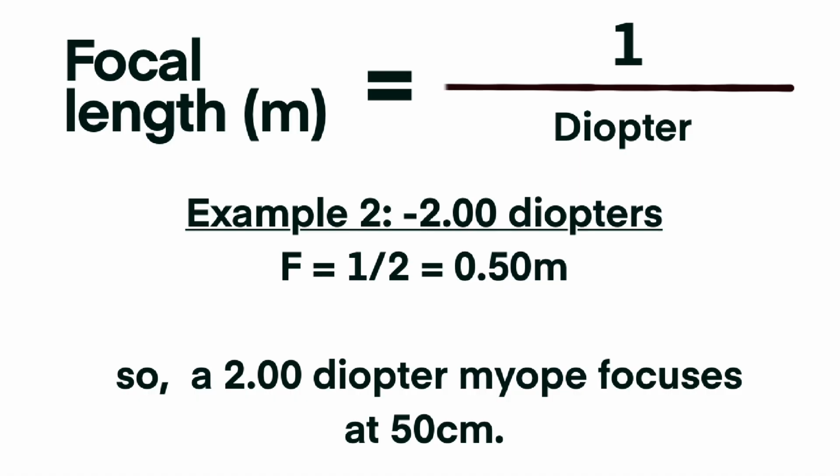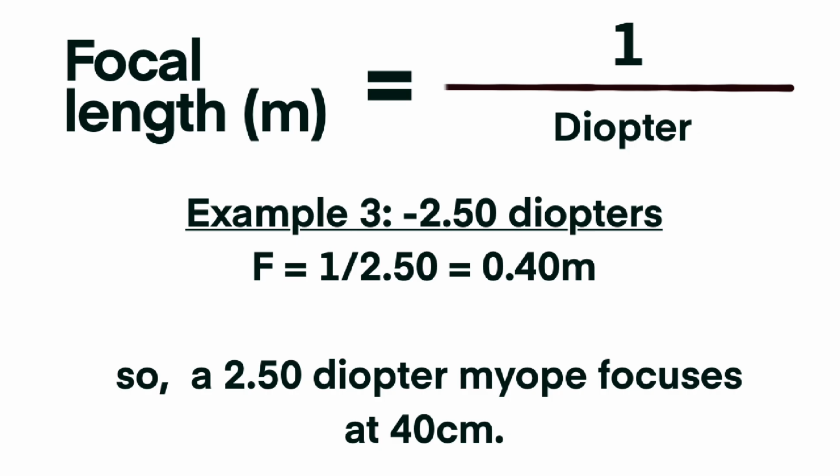Example 2, -2. Minus 2 diopters, f equals 1 divided by 2 equals 0.5 meters. So a 2 diopter myope, again, the minus denotes the focal length falling in front of the retina, or the clear spot, focuses at 50 centimeters. Example number 3, minus 2.50 diopters, f equals 1 divided by 2.5 is 0.4 meters. So a 2.5 diopter myope has a focus at 40 centimeters.